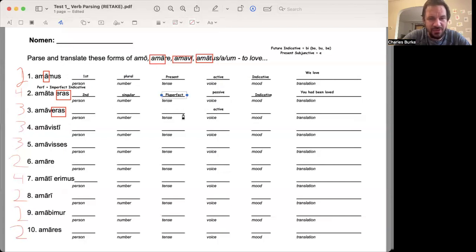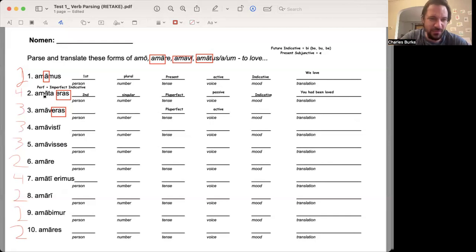Eras is the tense marker for pluperfect, whether you're in the active or the passive. Just like eris is the tense marker for future perfect, whether you're in the active or the passive, right? If it had been amata eris, that would have been future perfect. And if it had been amaveris, it would have been future perfect or perfect subjunctive. But forget that. But eras is the pluperfect tense marker, whether you're in the active or passive.